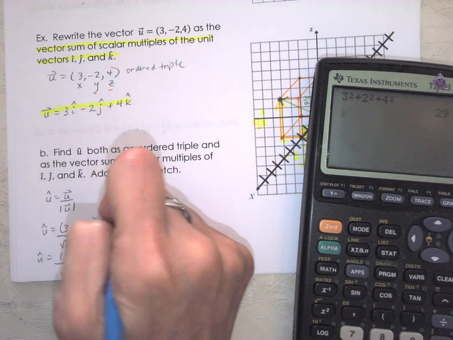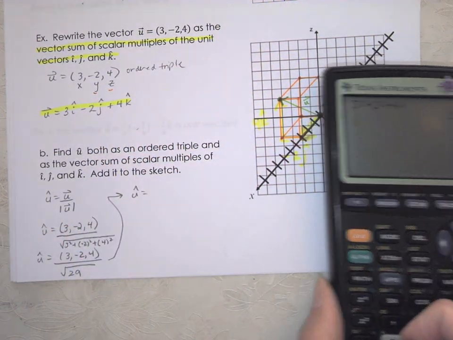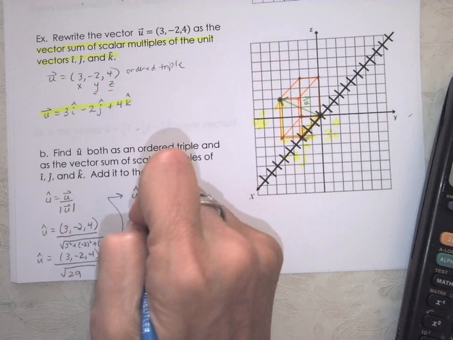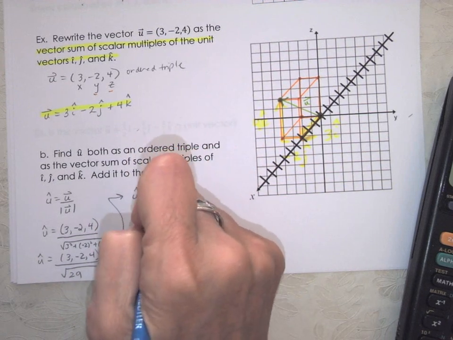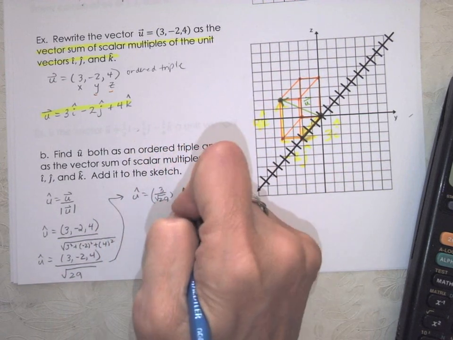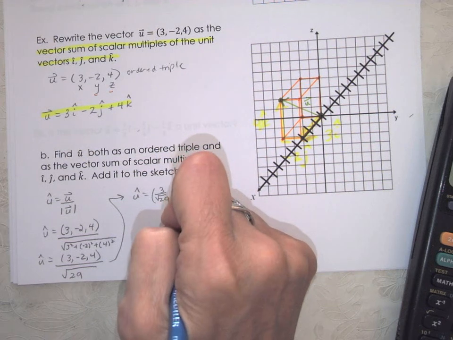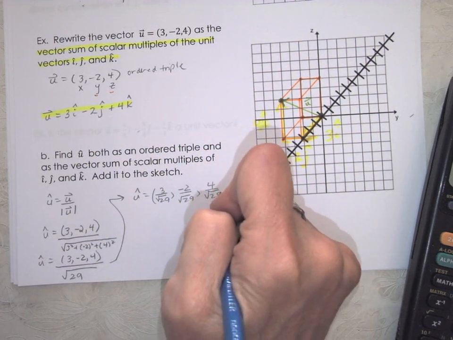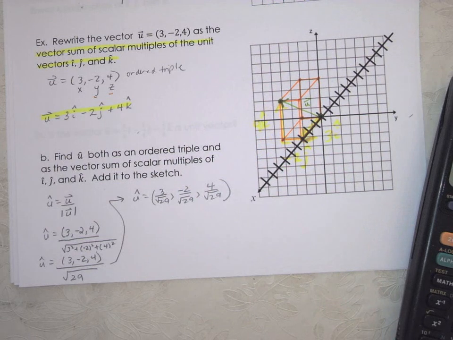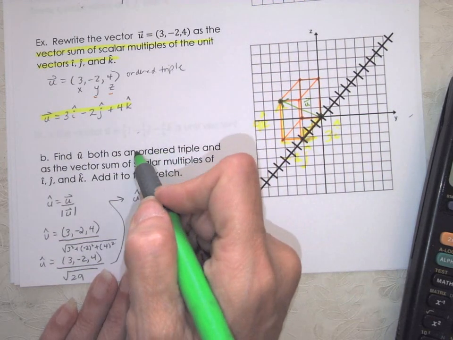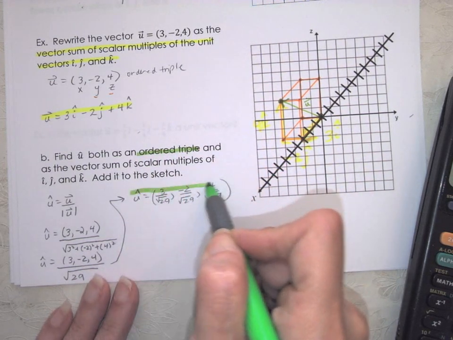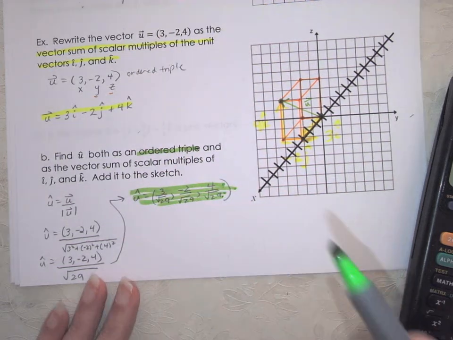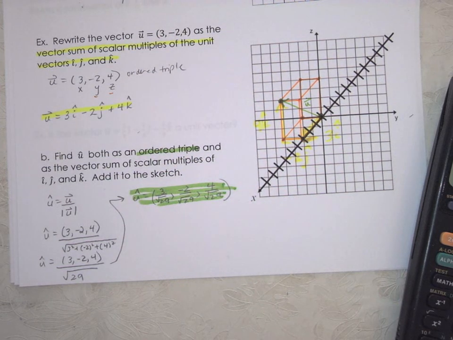And then I'm going to come up here and divide each component by the square root of 29. So 3 over the square root of 29, -2 over the square root of 29, and 4 over the square root of 29. So that's written as an ordered triple. So I'm going to collate those with green highlighter.